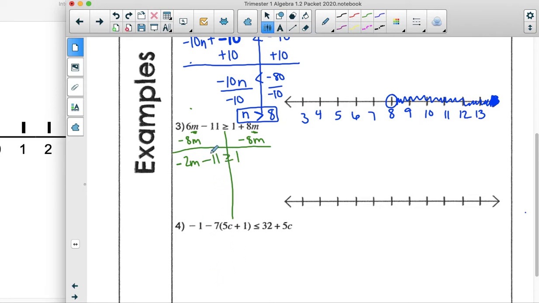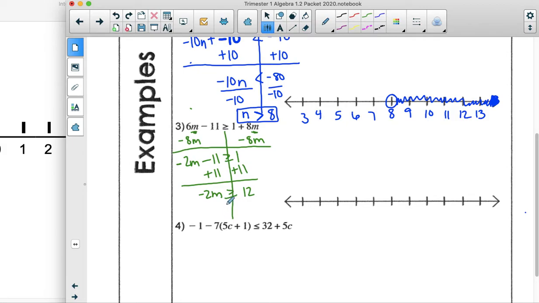Okay, to get rid of a subtracting 11, because negative 2 is like best friends, they're chilling, they're hanging, we're going to let them be for a second. We're going to get rid of this minus 11. So we're going to add 11 to both sides. So now we have negative 2m is greater than or equal to 1 plus 11 is 12.